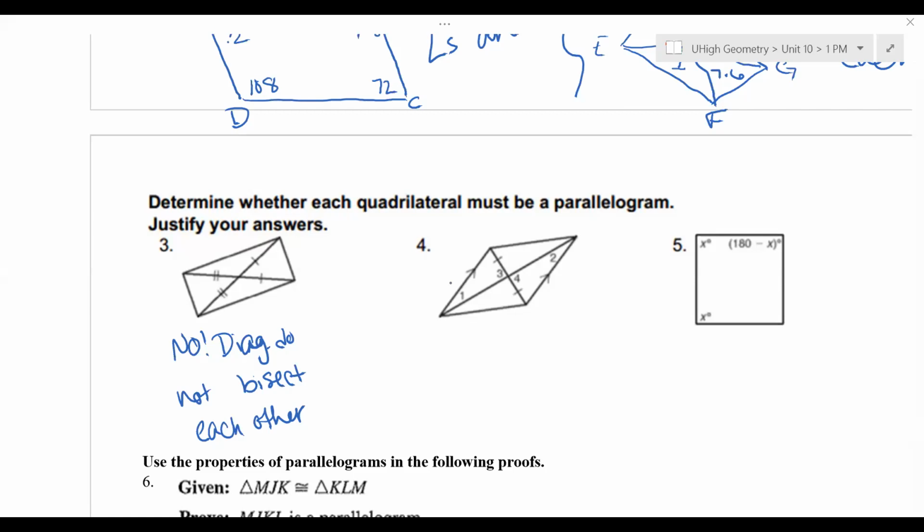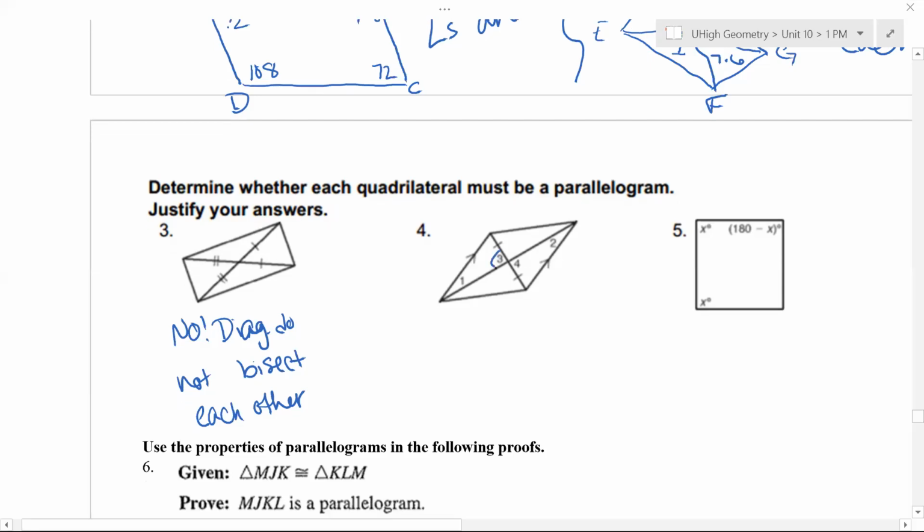So we're given that we have parallel sides, and we're given that one of our diagonals is bisected. So what we can do here, we have a couple options, is we want to see if we could prove any of these 6 ways. So when I'm looking at this, the first thing I notice is that I have vertical angles with angle 3 and angle 4. So I know that angle 3 is congruent to angle 4 because they're vertical angles.